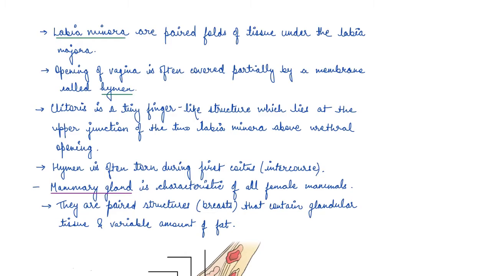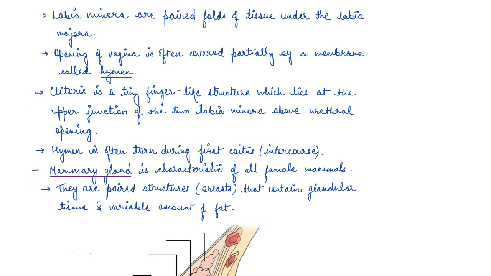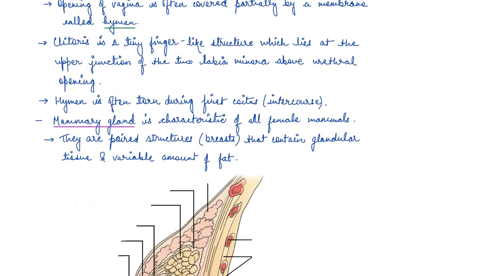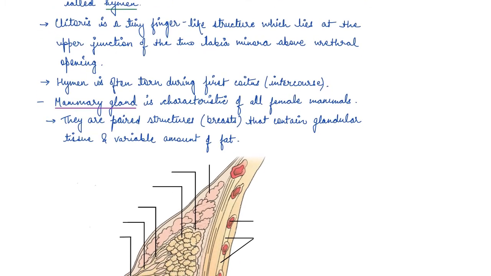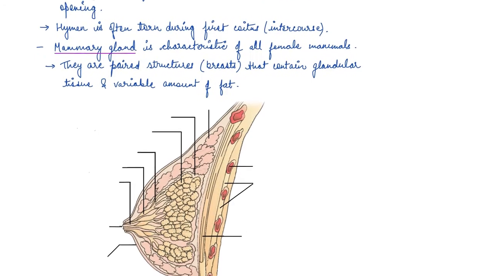And the clitoris is a finger-like structure which lies at the uppermost junction of the labia minora, just above the urethral opening. Okay. Now last is the hymen. So the hymen is basically said to be torn during first coitus, which is the first intercourse, but it can also break due to a sudden fall, jolt, or participation in various sports, right?